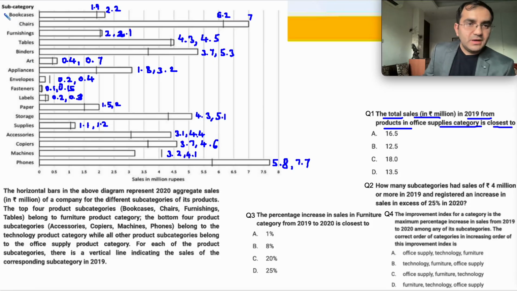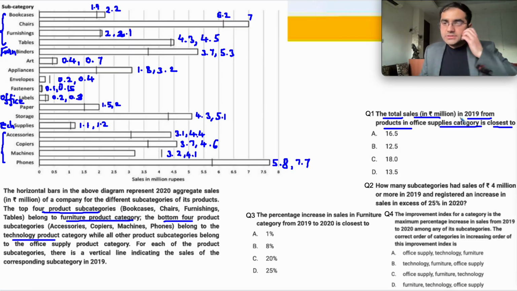Okay, so let me mark these 4 were the furnishings. The bottom 4 were, sorry, furniture. Top 4 are furniture. Bottom 4 are technology, and बीच वाले are office. So the total sales in 2019, that's the bar from products in office supplies.